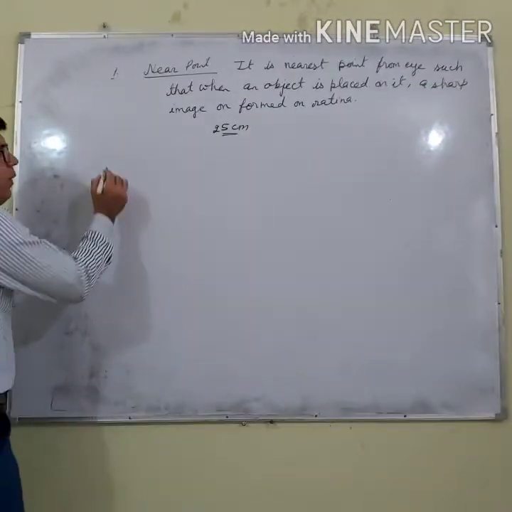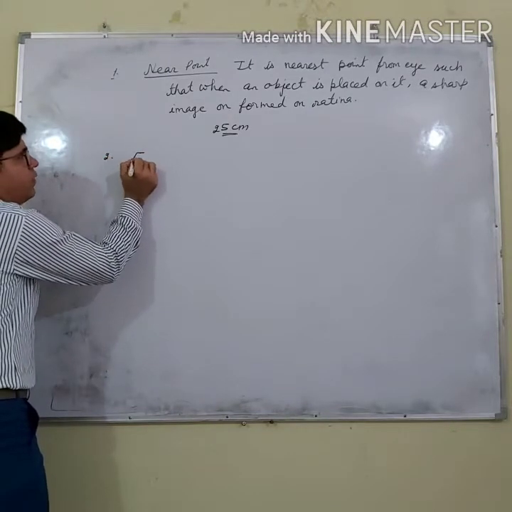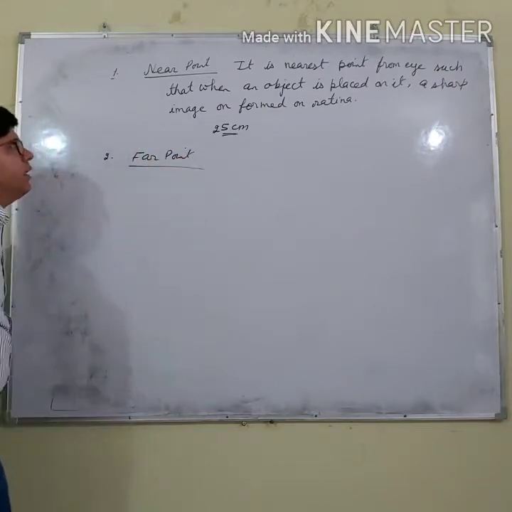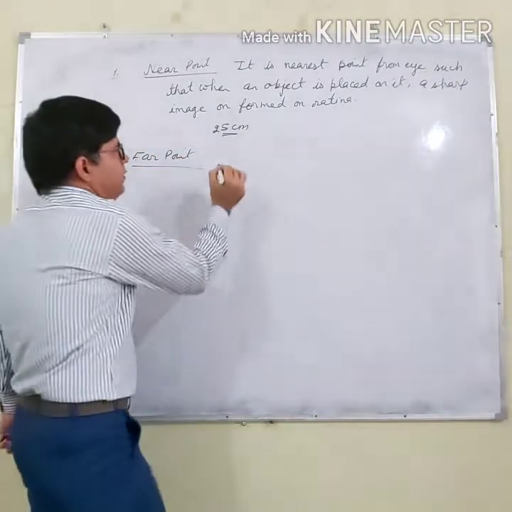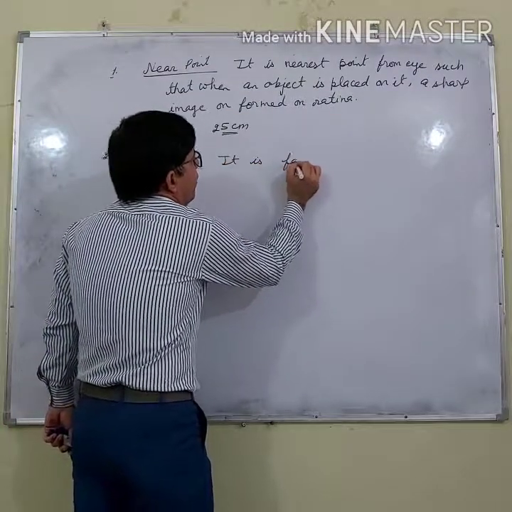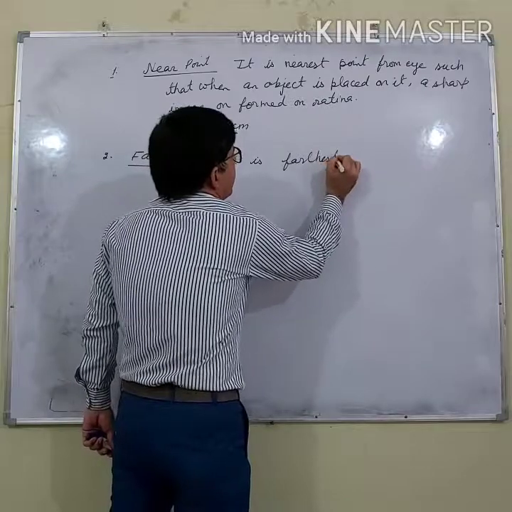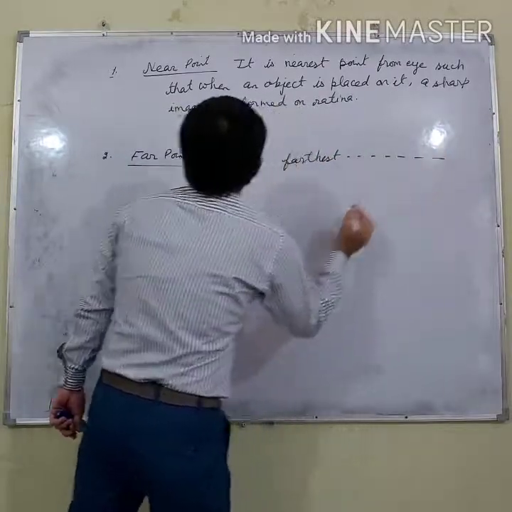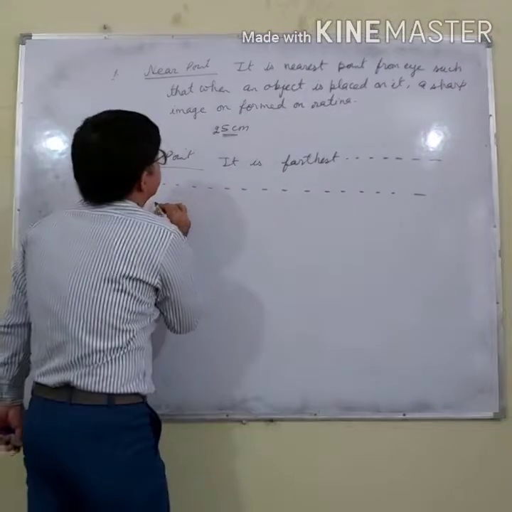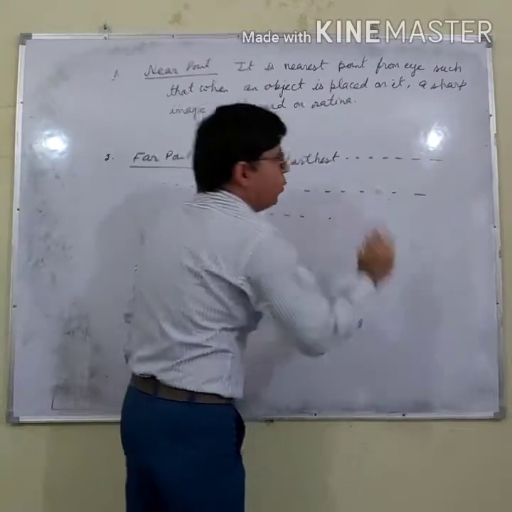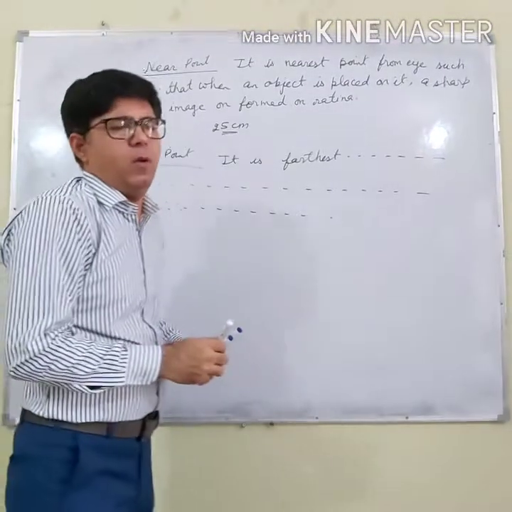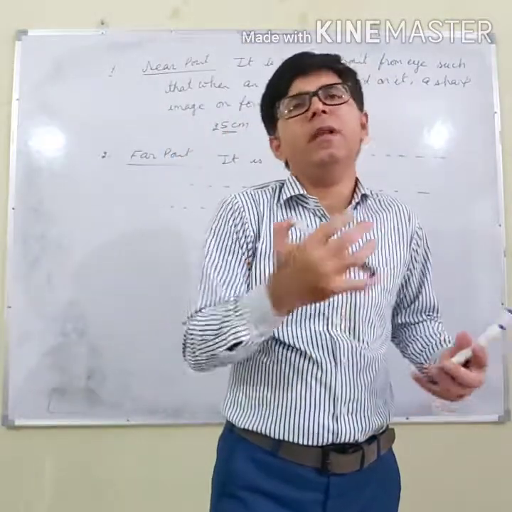If we have a near point, definitely there is a far point also. So the definitions of far point and near point differ only in nearest and farthest. The far point is the farthest point from the eye, such that when an object is placed on it, a sharp image is formed on the retina.